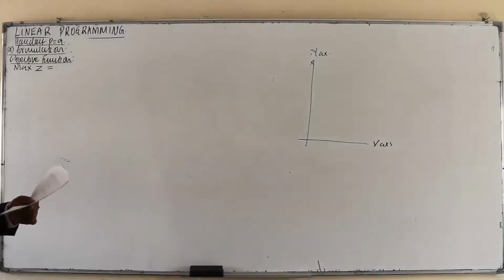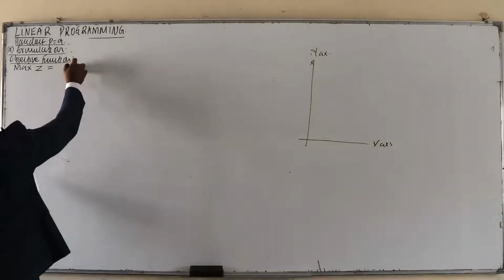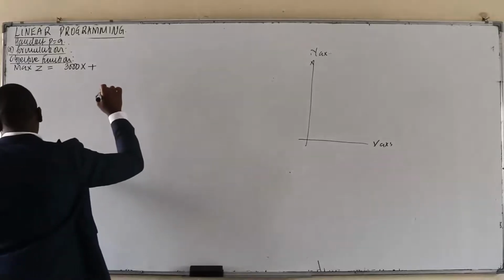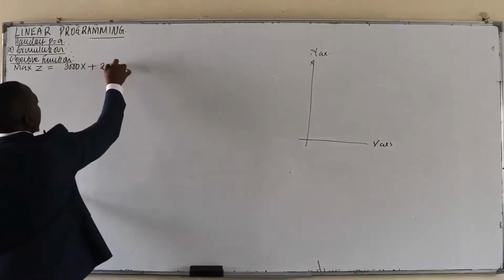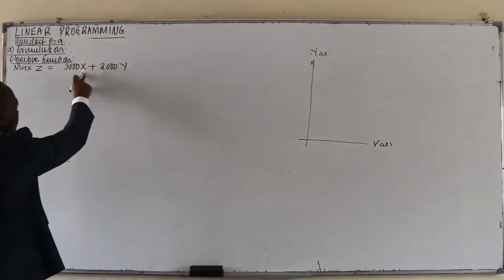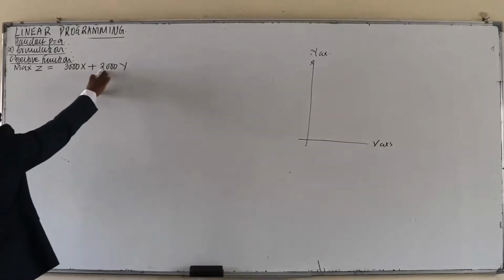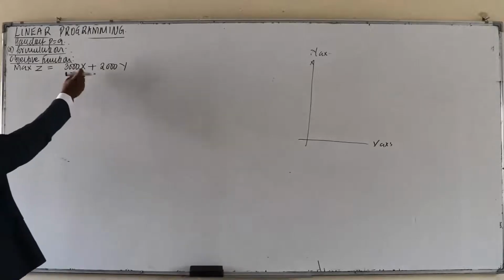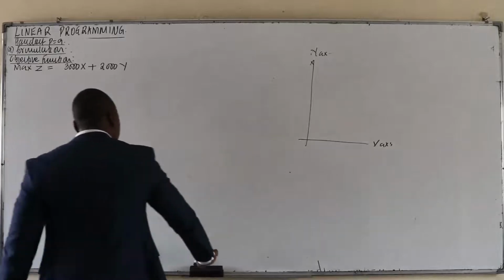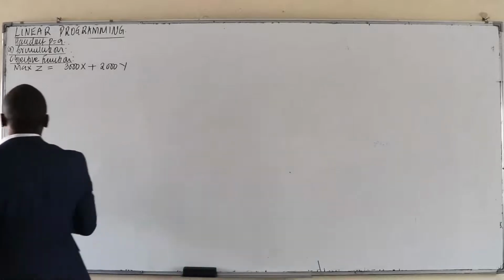And then you are given the contribution. Each unit of product X, the contribution is 3,000, plus for each unit of Y, the contribution is 2,000. So that's what we call the objective function. For every unit of X you produce, the contribution will be 3,000. For each unit of Y you produce, the contribution will be 2,000. So now the question is, how many units of X and Y will you produce to obtain the maximum profit? So that's the first step of formulation, objective function.